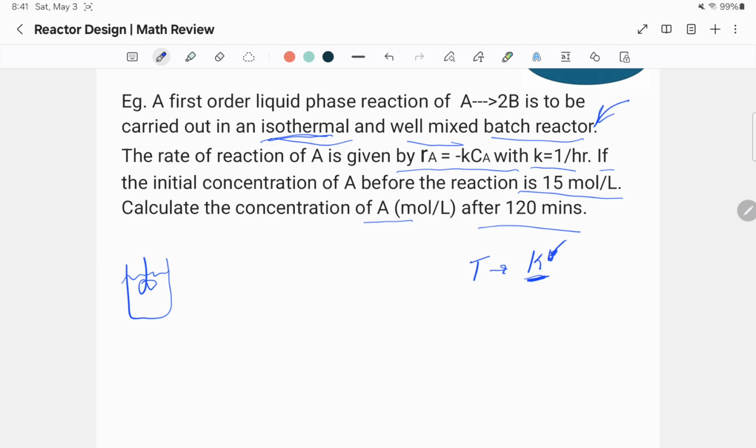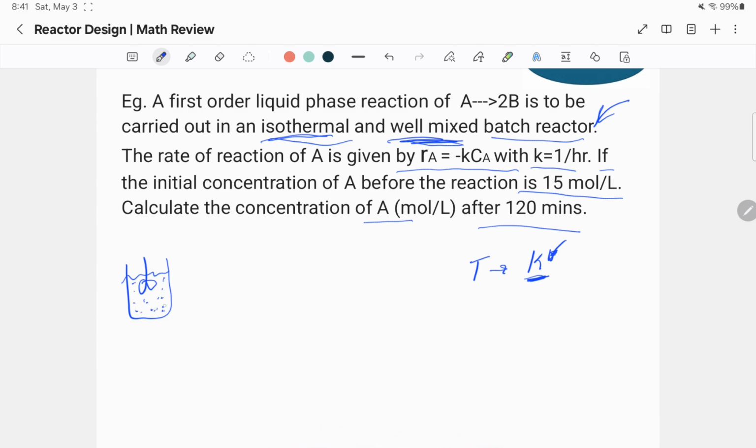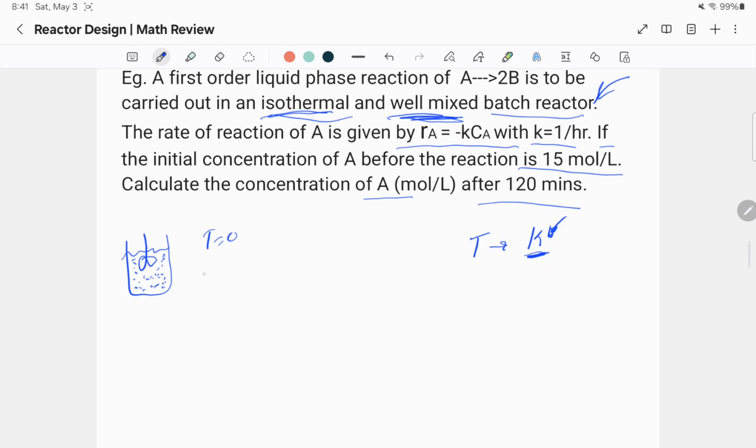Well mixed basically means that the concentration at any point of the reactor is the same at a certain time. So for example, at time equals 0, the concentration anywhere in the reactor is the same, and at time equals, let's say, 20 minutes, the concentration at that time anywhere in the reactor is the same. So that's what well mixed basically means.